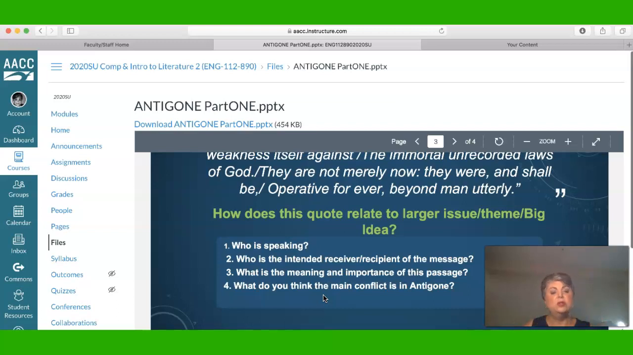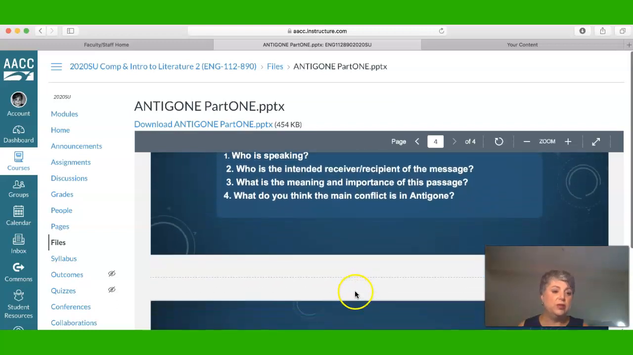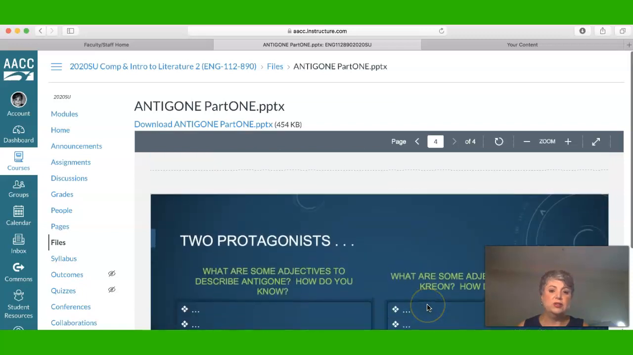So you don't have to do anything with these PowerPoints except scroll through them, look through them, think about it, and let the PowerPoint be a guide to your reading Antigone. That way, you're not just passively reading the play, but you're really actively engaged with reading Antigone, thinking about it, taking notes, right? Asking questions. And that's what this PowerPoint kind of helps you do. Think about it and ask questions.